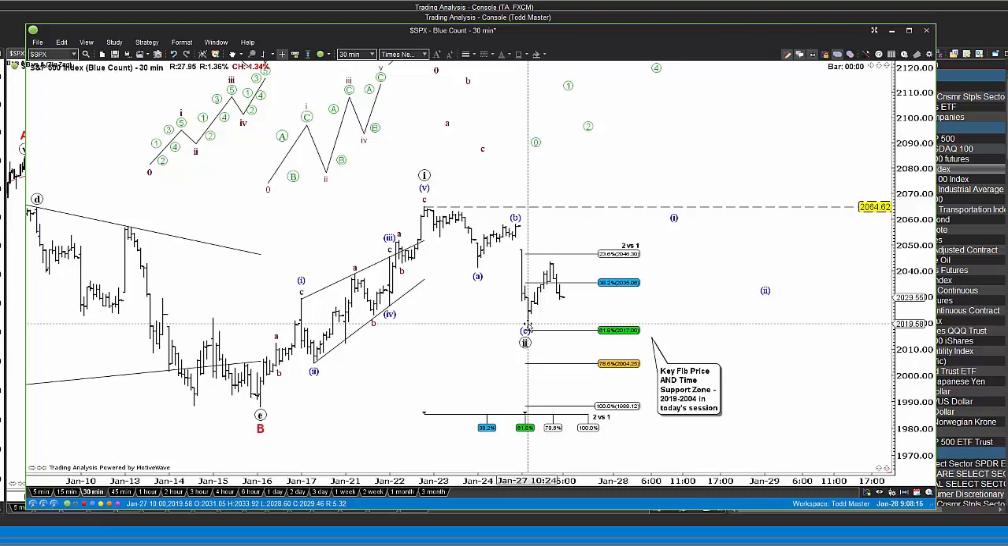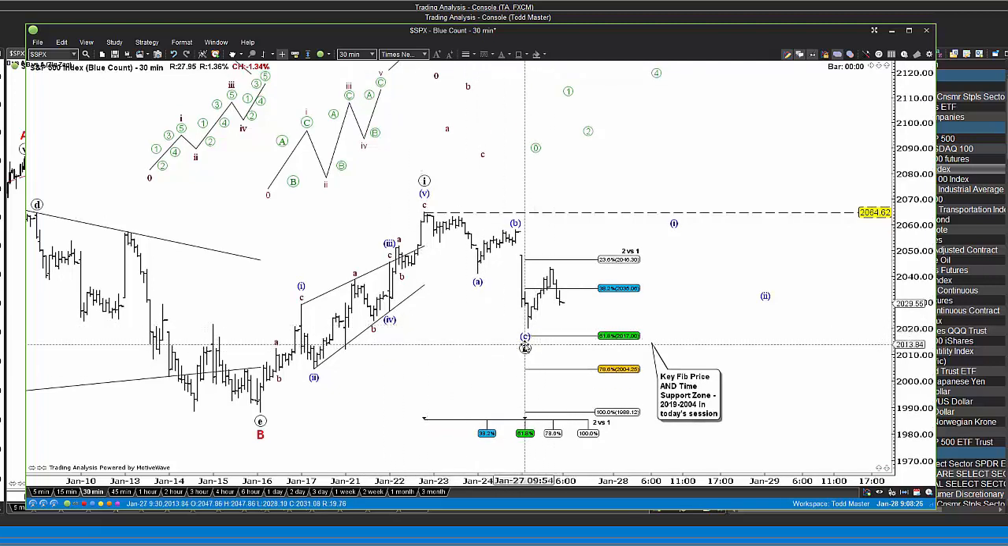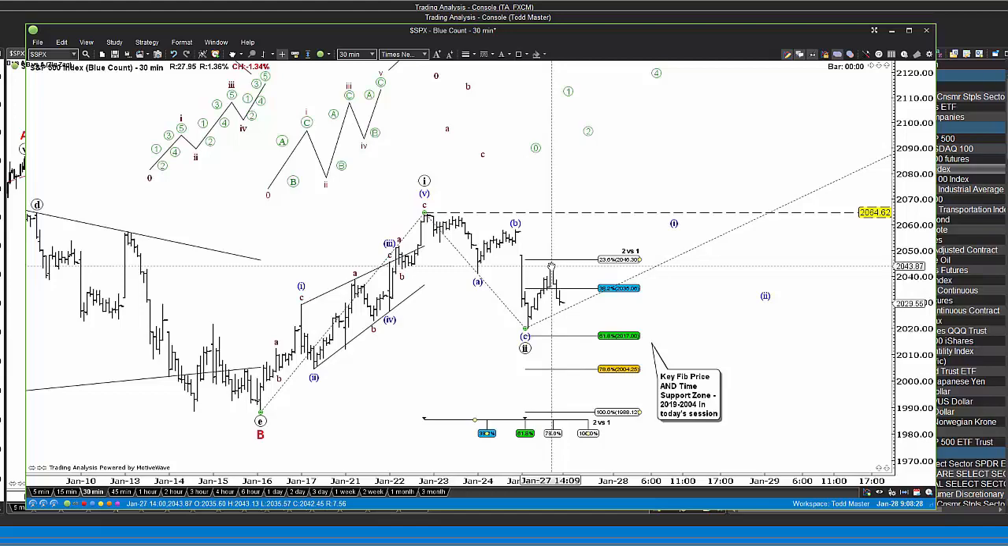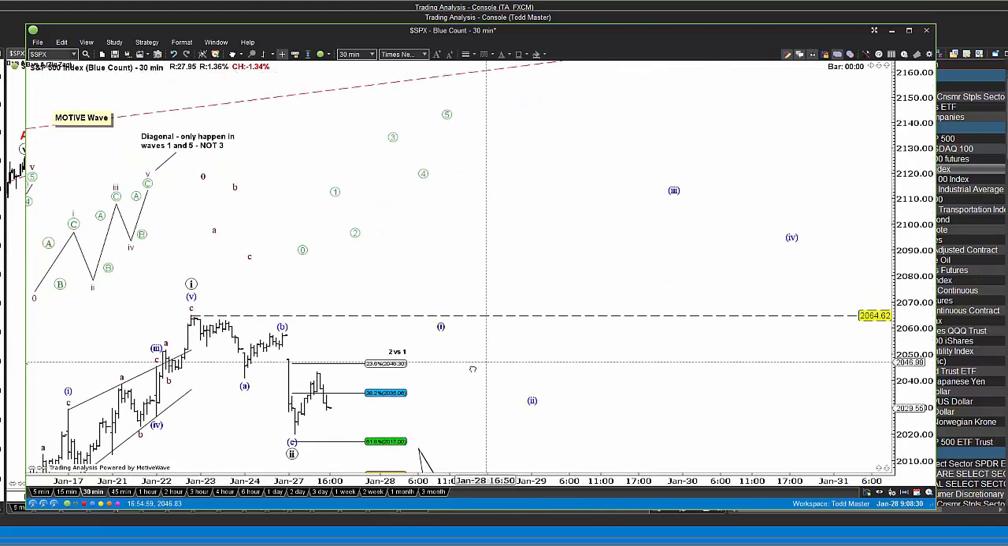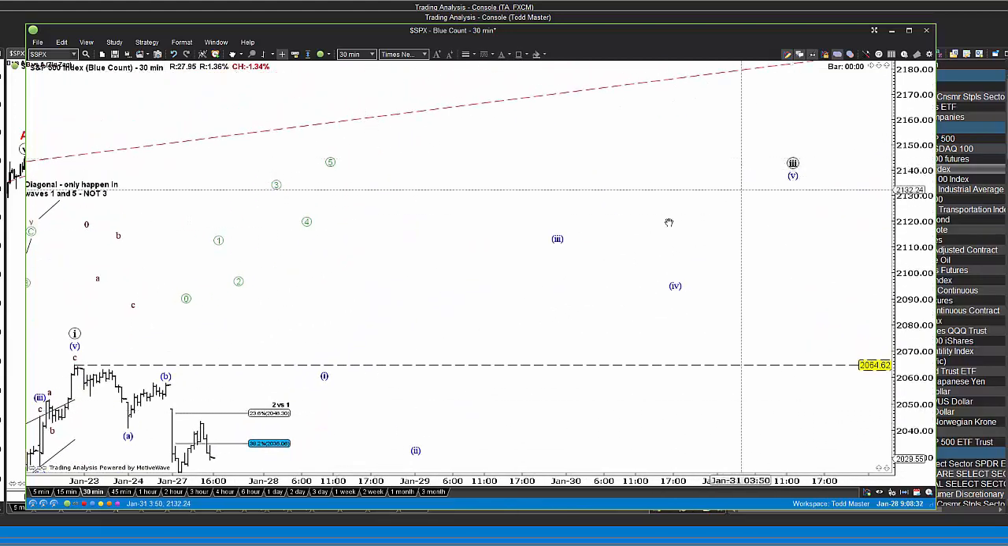And again, I'm not making this up. This is just classic Elliott fib price and time. These are the tools that are available to you guys with a little bit of education and the right software. So we moved up, and now we got to be thinking we're inside of a wave 3.